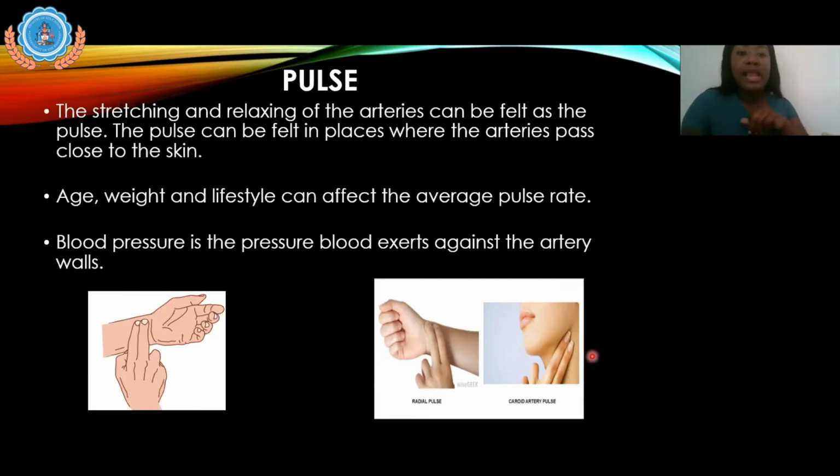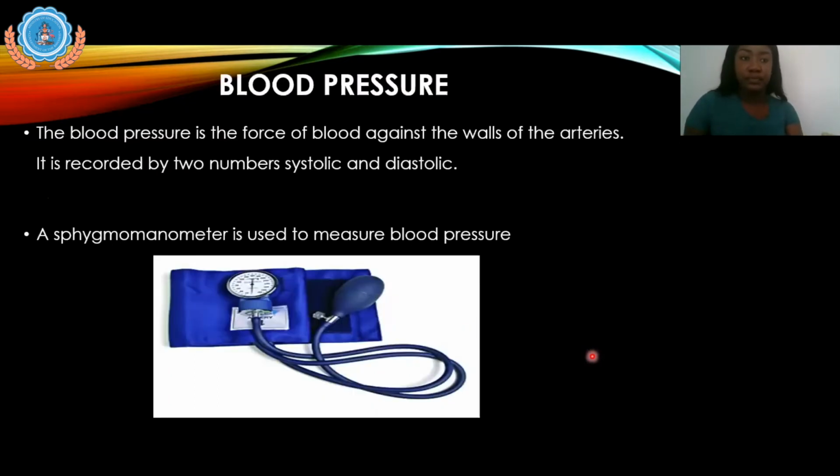Age, weight, and lifestyle can affect the average pulse rate. Blood pressure is the pressure that blood exerts against the artery walls. So blood pressure again is the force of the blood against the walls of the artery, and it is recorded by two numbers, the systolic number and the diastolic number.